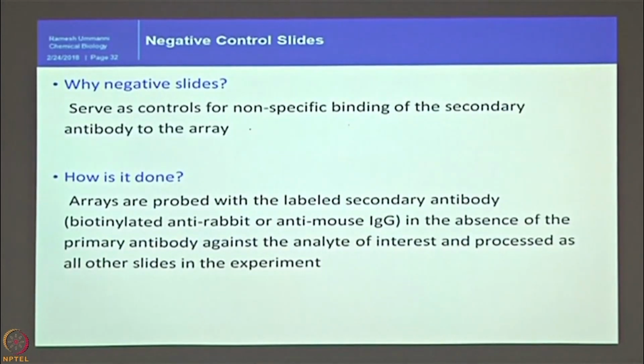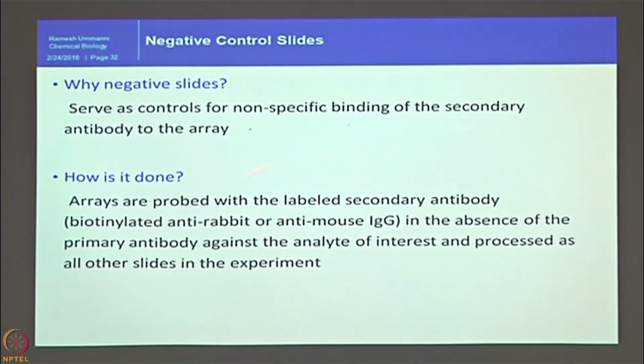So, with this, and also this morning he suggested what kind of controls to include and how to plan the experiment. It is important to include negative slides. These negative slides serve as controls for non-specific binding of the secondary antibody to the arrays.